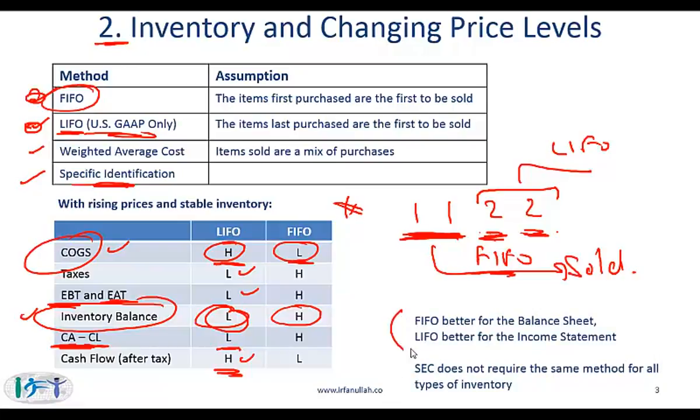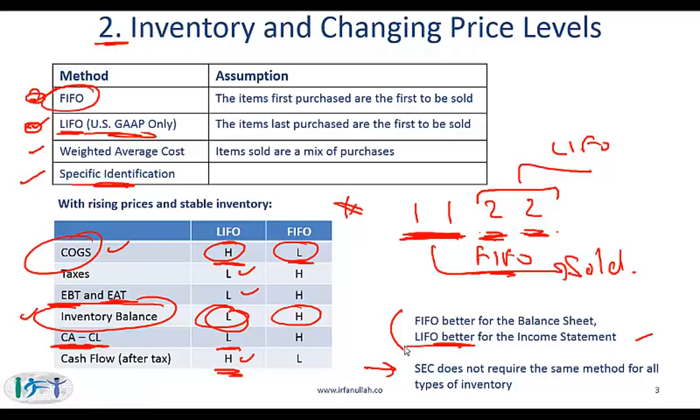A few other points. FIFO is better for the balance sheet. What does this mean? With FIFO, your inventory numbers reflect current prices, and obviously on the balance sheet you are showing inventory numbers. So FIFO is better for the balance sheet, whereas LIFO is better for the income statement. With LIFO, the cost of goods sold represents current costs, or is closer to current costs. So LIFO is better for the income statement.